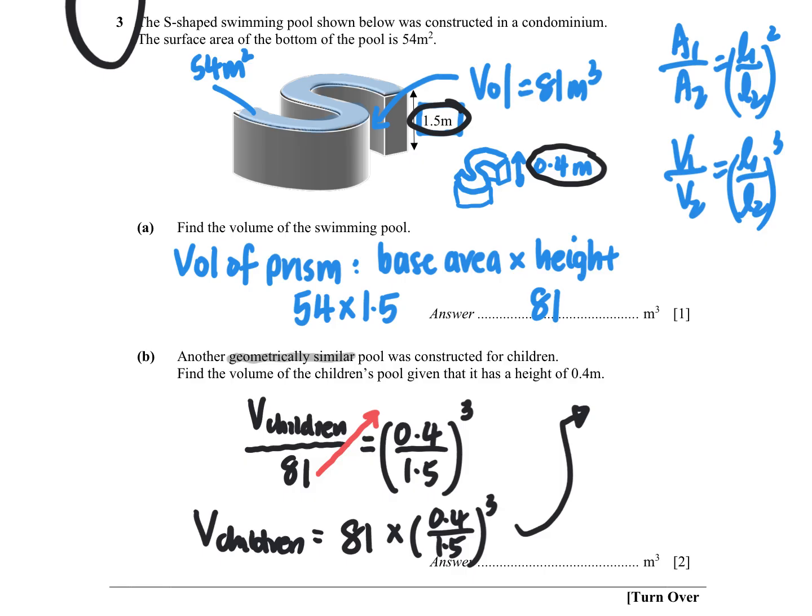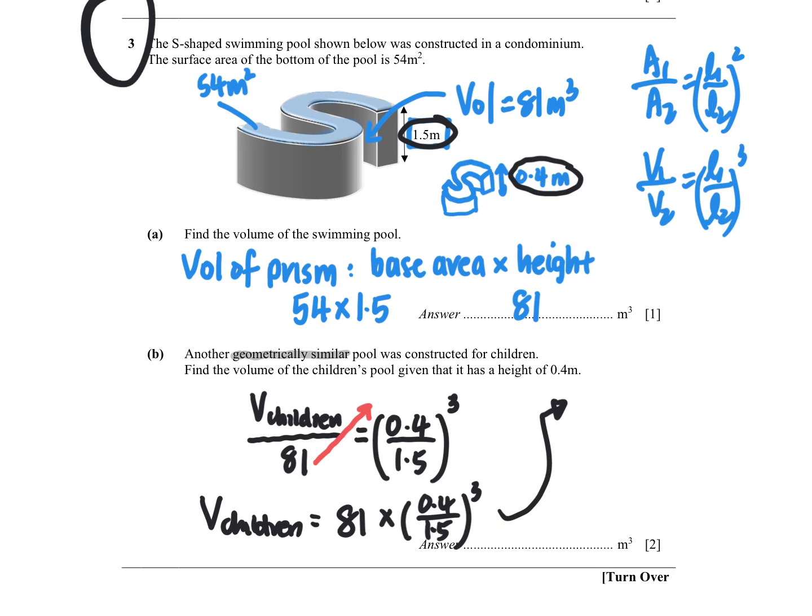Can do the opposite, same method. Answer will be the same also. You will end up having volume to be 1.536. If it's exact, no need to round off to 3SF. Just keep it like that. This is exact.